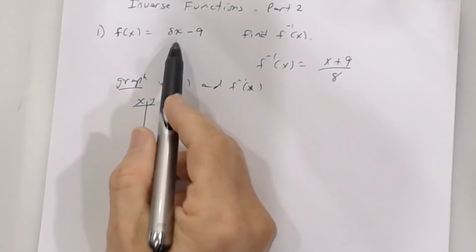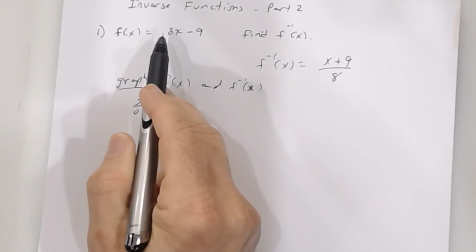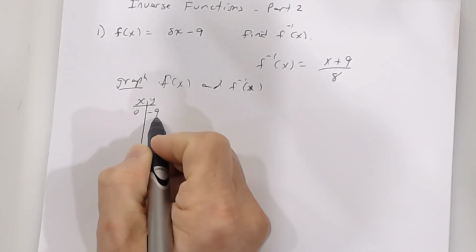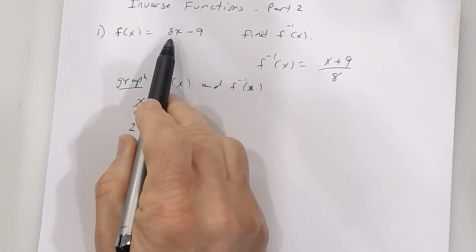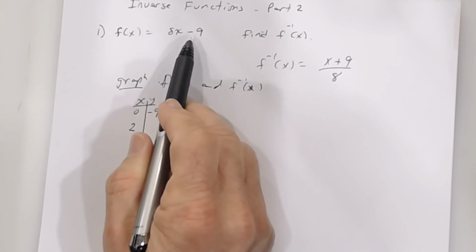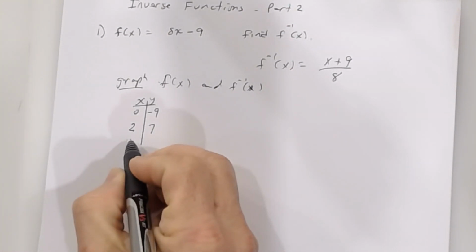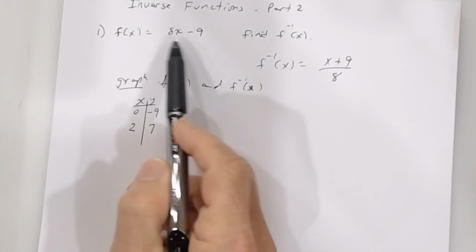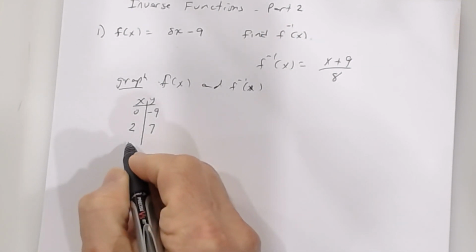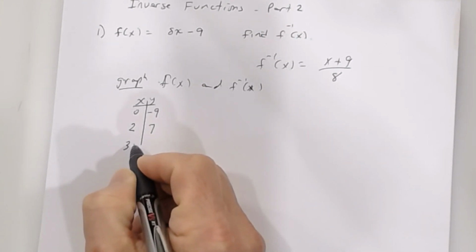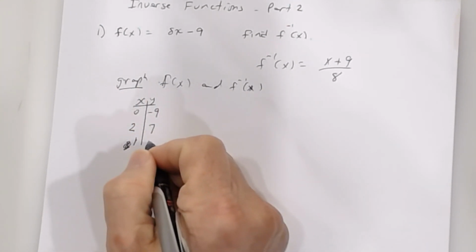Okay, so if x is 0, what is the y coordinate for f of x? Negative 9. If x is 2, what's 8 times 2? 16 minus 9? 7. I don't want to use a -1 or anything like that because then this is going to be too big. If x is 3, that's going to be too big also. Let's use 1. If x is 1, 8 times 1 is 8. 8 minus 9 is -1.